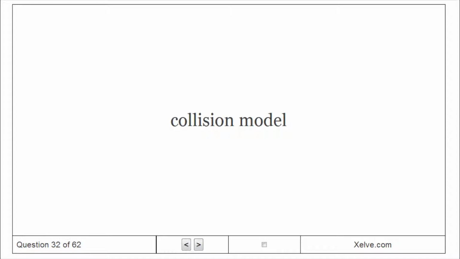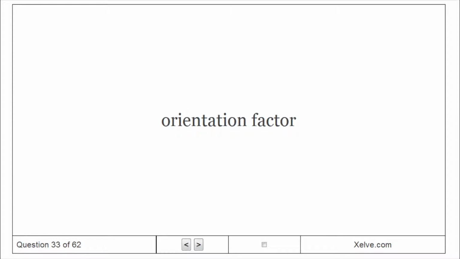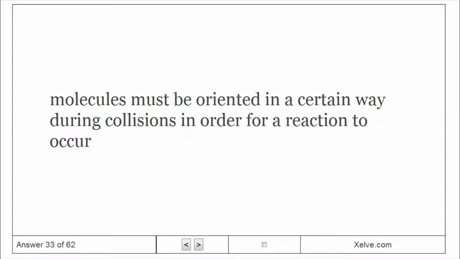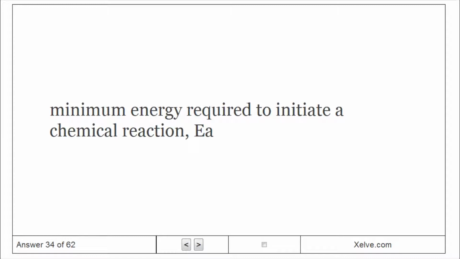Collision model accounts for reaction rates being affected by both concentration and temperature because molecules must collide to react. Orientation factor. Molecules must be oriented in a certain way during collisions in order for a reaction to occur. Activation energy. Minimum energy required to initiate a chemical reaction, Ea.